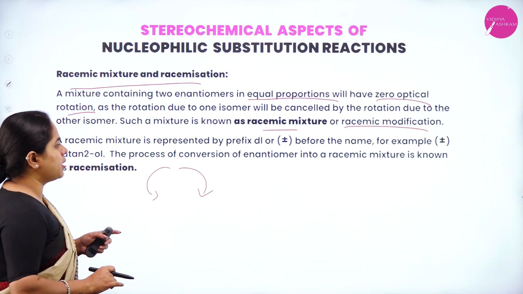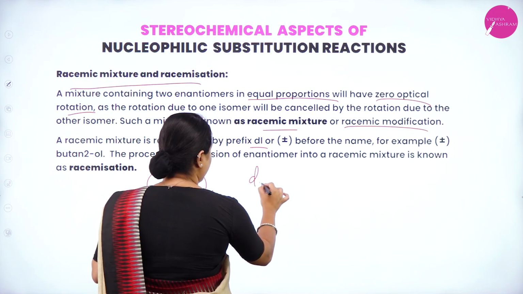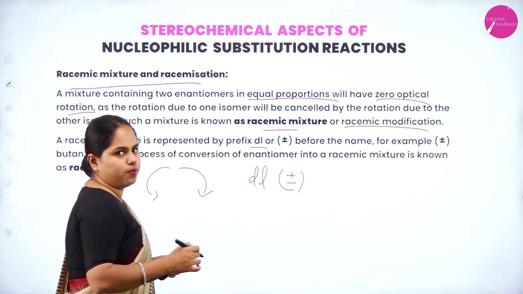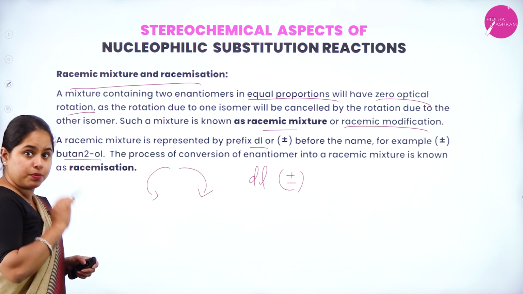A racemic mixture is represented by the prefix DL. What does DL stand for? D is dextro, L is levo, together, right? Or else you can represent it as plus and minus also, before the name, for example, plus minus butan-2-ol. This is a racemic mixture.